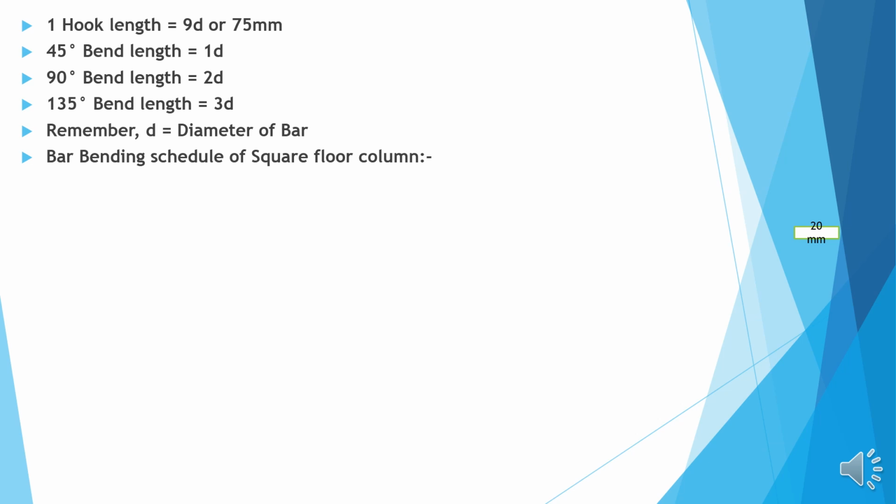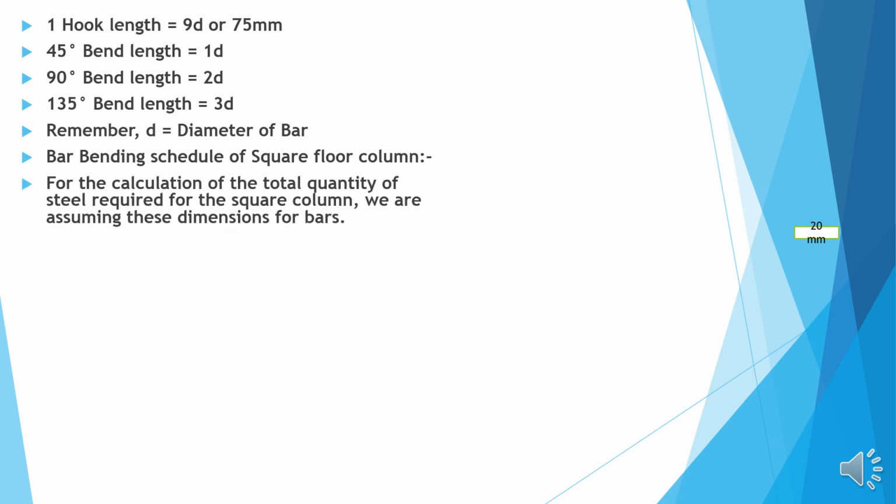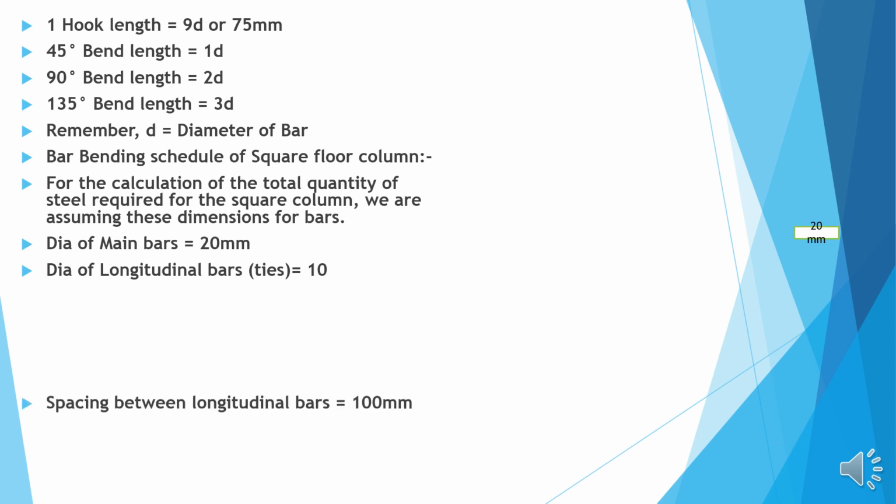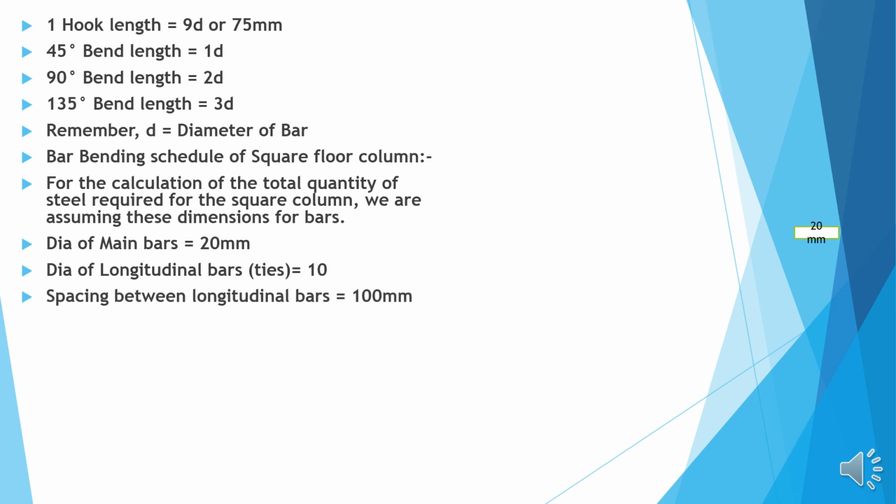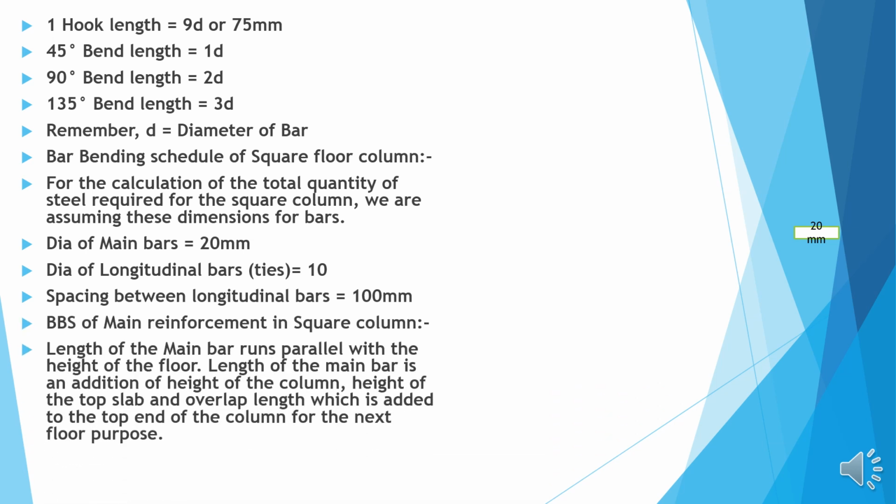Bar bending schedule of the square floor columns. For the calculation of the total quantity of steel required for a square column, we are assuming the following dimensions for bars. Dia of the main bars is 20 mm. Dia of the longitudinal bar, that is the stirrups, is 10 mm. Stirrups center to center is equal to 100 mm. BBS of reinforcement in square columns.